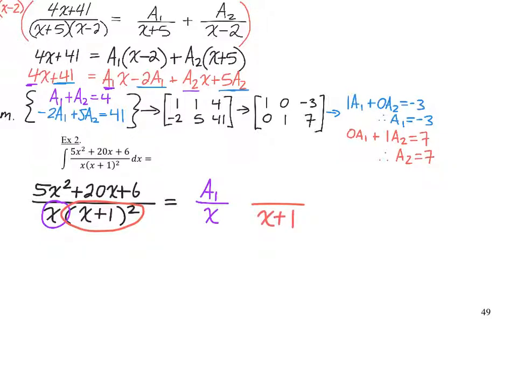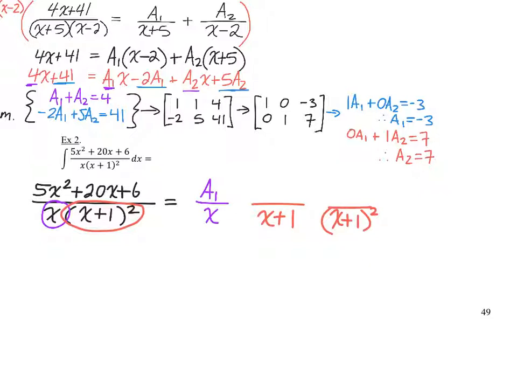And then the second fraction will have a denominator of x plus 1 to the second. All right. That's all that I'm talking about here. If this said x plus 1 to the fifth, I'd have a lot of fractions. I would start off with x plus 1, then I would have x plus 1 to the second, to the third, to the fourth, and to the fifth.